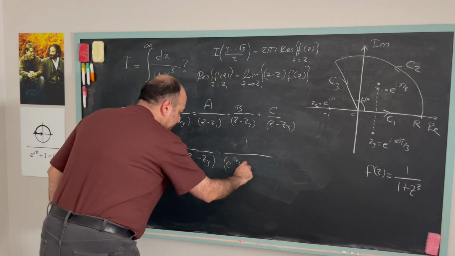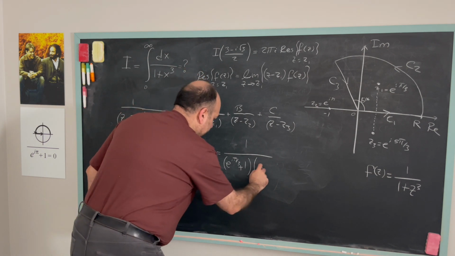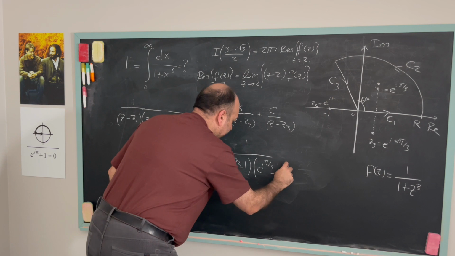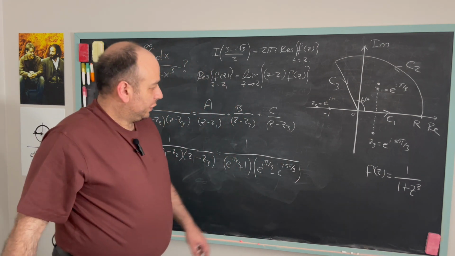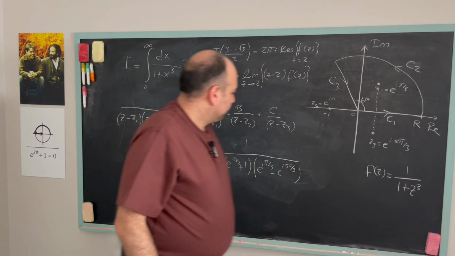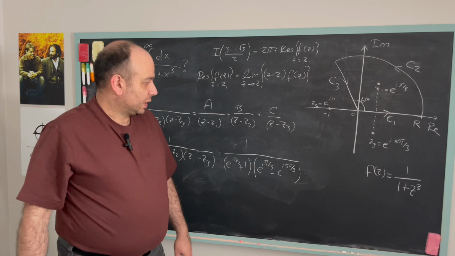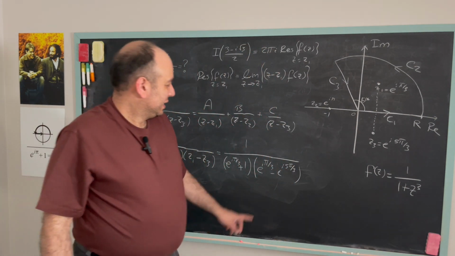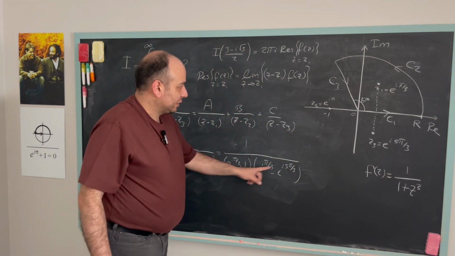So this just becomes plus 1. Good. Then we have e to the i pi over 3 minus e to the i 5 pi over 3. This is good. So if I look at z1 and z3, when I subtract these two complex numbers, they have the same real part, right? So the real parts are going to disappear. They cancel each other out.